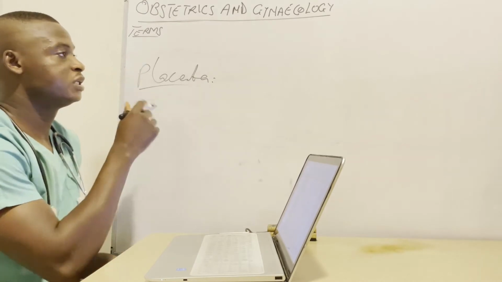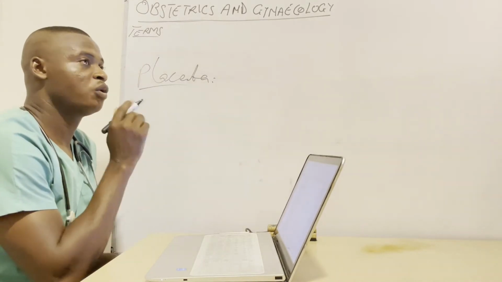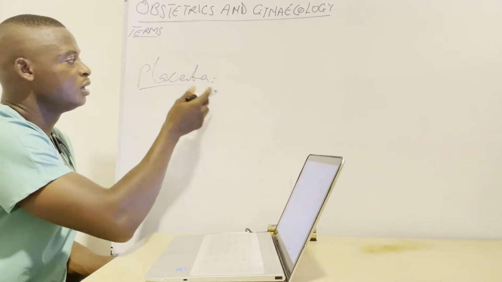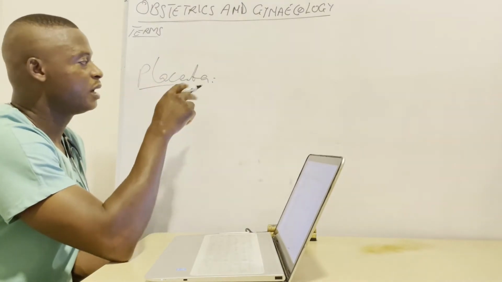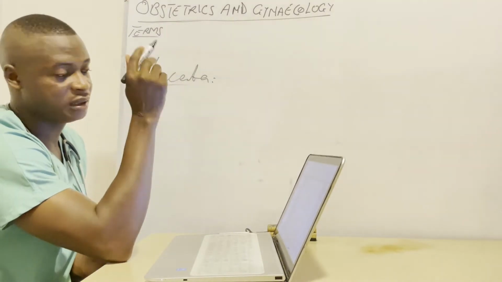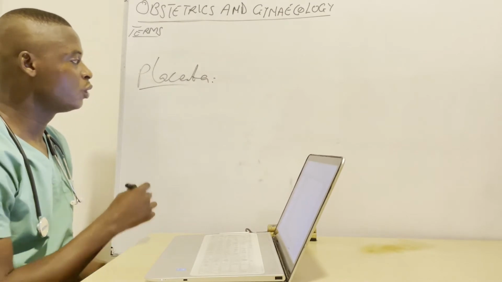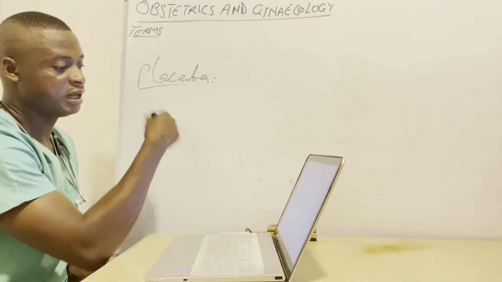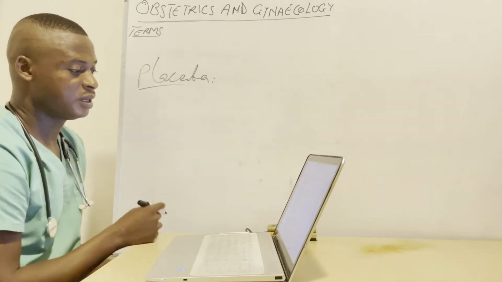All the nutrients that the fetus will live on come through the placenta. Also, waste products from the fetus will pass through the same umbilical cord to the placenta and then to the mother and outside of the body. So that is the placenta for you. When you give birth, the placenta also comes out. You give birth and then the afterbirth. So that is the placenta.